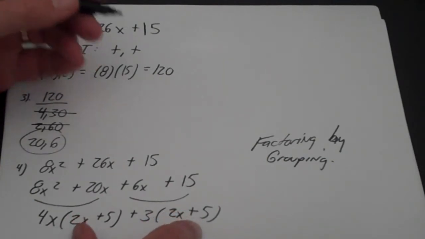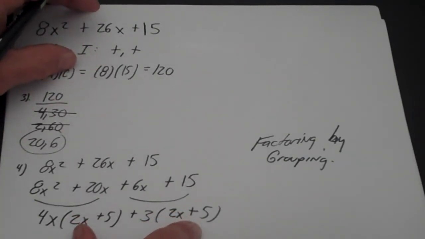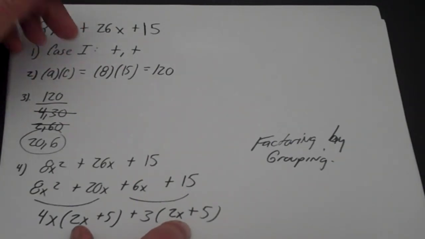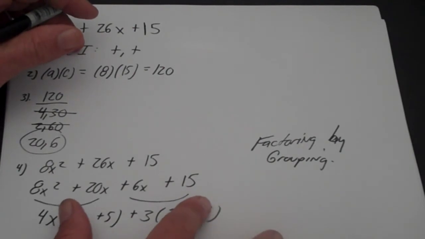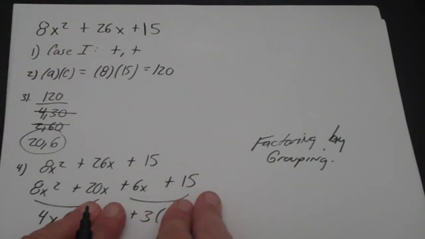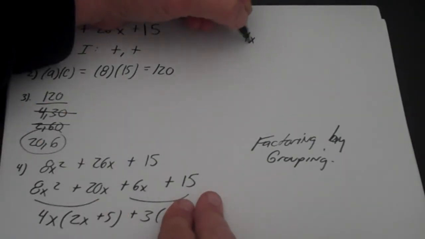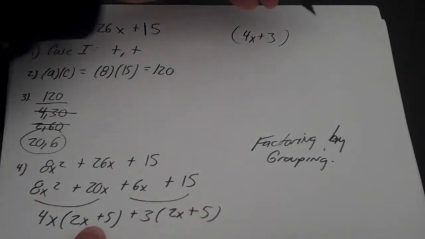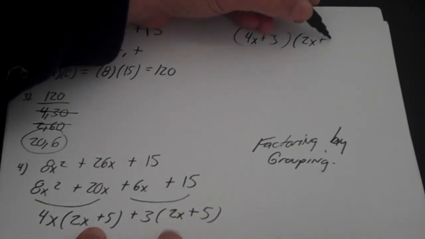Now these two terms should match. If these two terms don't match, you may have made a mistake, or you may not have factored a large enough number out. So now if we factor out a 2x plus 5 and a 2x plus 5, let's cover those up. If we cover those up, we end up with 4x plus 3, and then 2x plus 5. And that's our final answer.